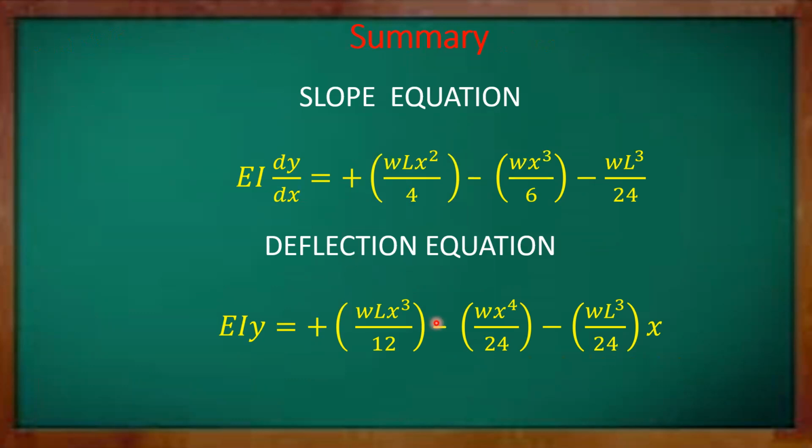So in summary, we have our slope equation as well as the deflection equation. You can substitute the value of x, which will give the slope and deflection at any point in the beam as you wish.